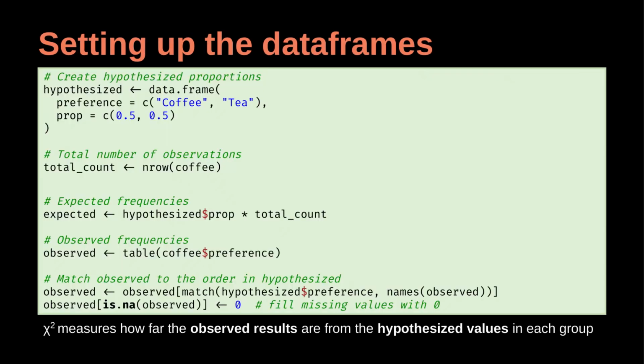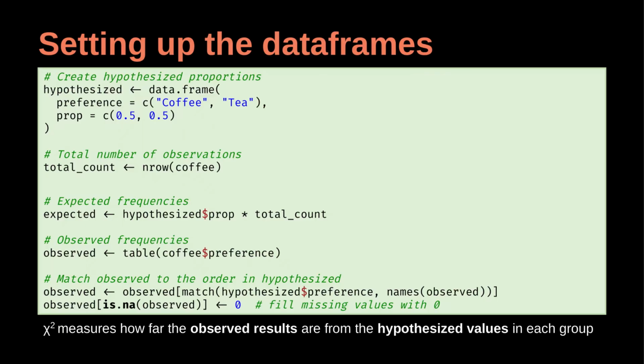To compute the chi-square test statistic, first we set up a data frame representing our hypothesized proportions. In this case, assuming that 50% of the people prefer coffee and 50% prefer tea. We then calculate the expected counts by multiplying those proportions by the total number of responses in our dataset. Next, we compute the observed counts. That is, how many people in our data actually chose tea or coffee. We make sure to align the categories with our hypothesis, filling in any missing ones with zeros.